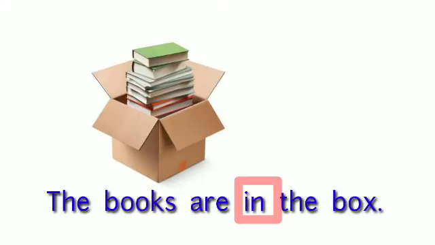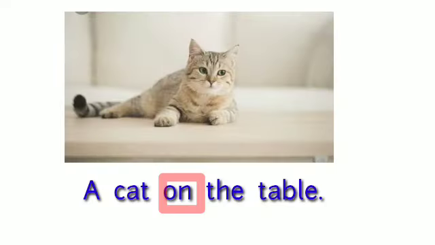The first one. The books are in the box. Where can we see the books? In the box. Inside it, is it? We can see that the books are inside it. The next one, a cat on the table. Where can we see the cat? On the table.